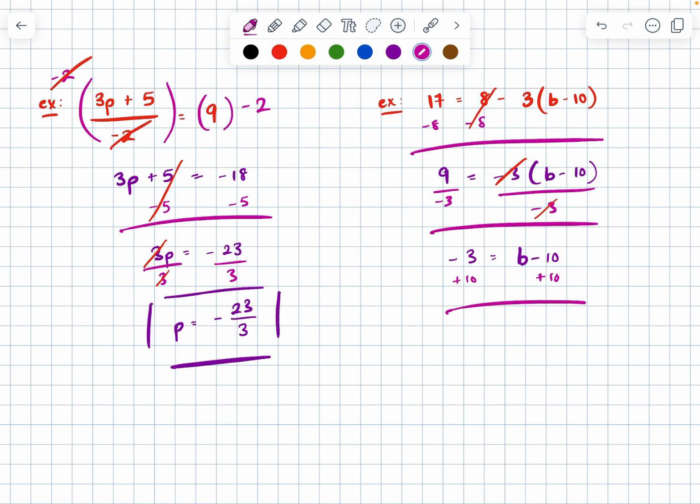Let's add 10 to both sides. So the value of b that we need is going to be negative 3 plus 10, which is, of course, 7.